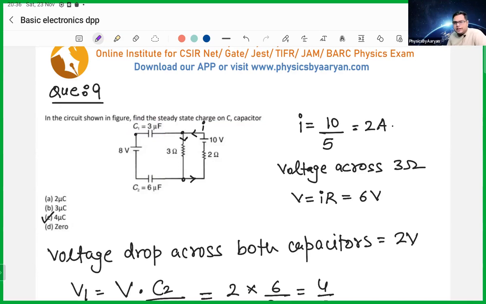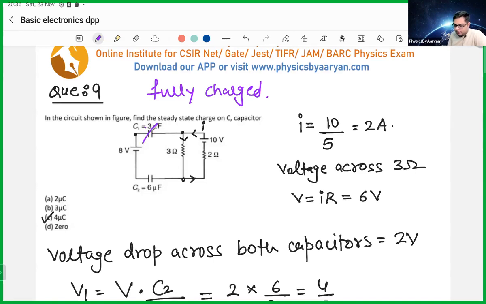Let's assume both the capacitors. They are asking for both the capacitors. Steady state means that capacitors are fully charged. It means no current is flowing through them, because current only flows when they are charging or discharging. Once they are in steady state, no current flows. We covered this concept many times.